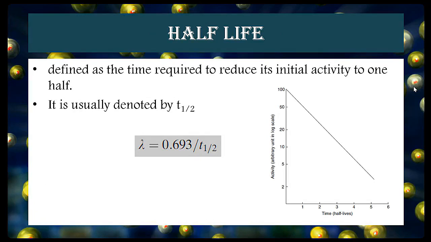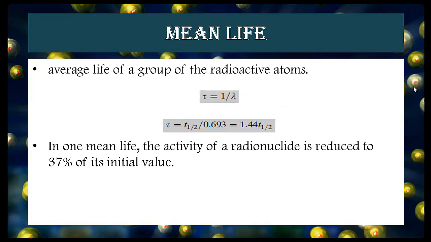So two terms, which are half-life and mean life. Half-life is the time required to reduce the activity to one half. So we reduce the activity to half of the initial one. The time taken to reduce the activity of the radiopharmaceutical to half of its original is called half-life. It is denoted as T half. Mean life is the average life of a group.